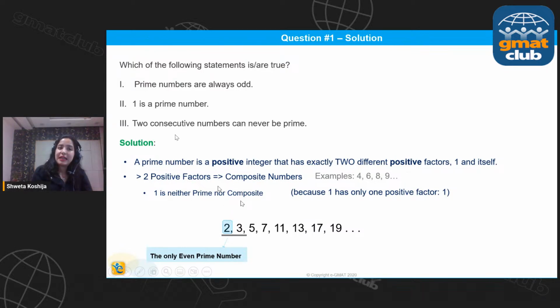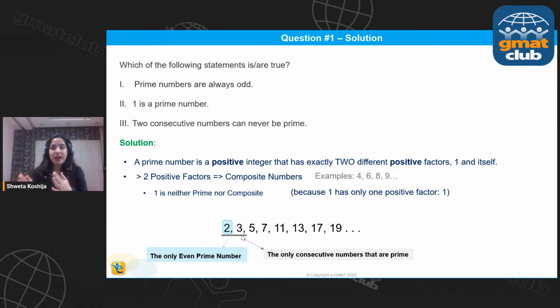The third statement talks about consecutive numbers that can never be prime. So look here, these two numbers, 2 and 3, these are consecutive numbers. 2 and 3 come right after each other, right? One after the other. And both of them are prime. So two consecutive numbers can be prime. 2 and 3 are your examples. But very important here, it's the only two consecutive numbers that are prime. Just look at the word only here. There is no other pair of two consecutive numbers that can both be prime.